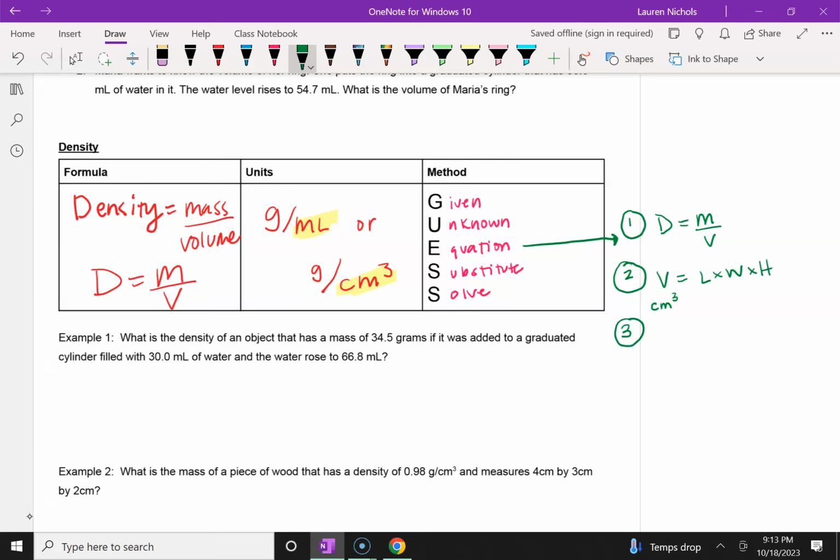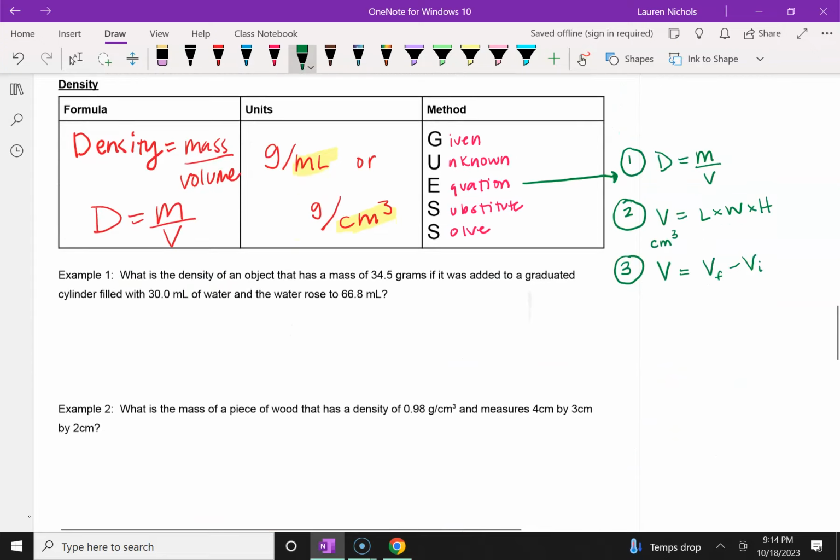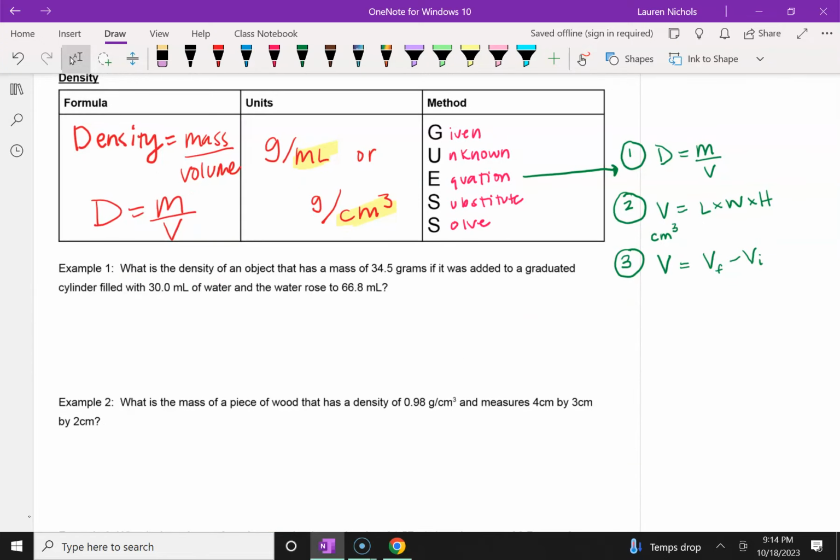The third equation that we learned was if you don't have a rectangular prism or a cube, you can use water displacement to find the volume of your object, and that's your final volume minus your initial volume. And that involves a graduated cylinder, which you saw in this picture here. Okay, so we have formula 1 for volume, formula 2 for volume, depending on what you have, and then we have our density formula.